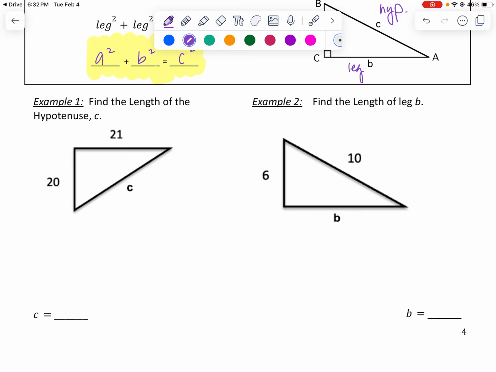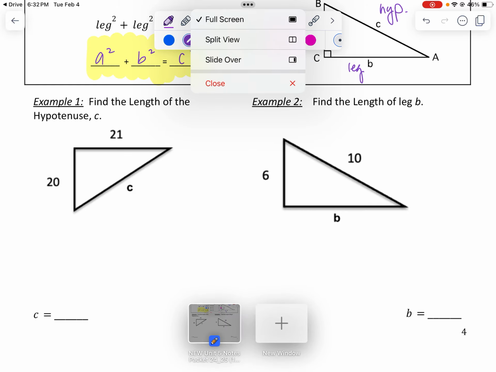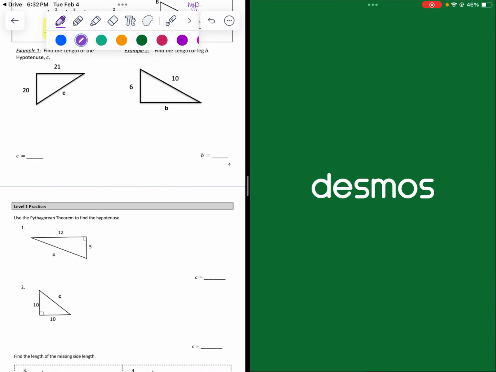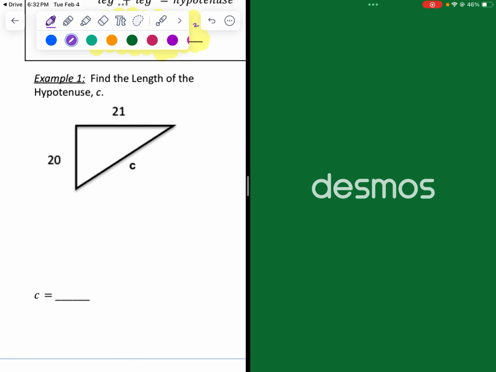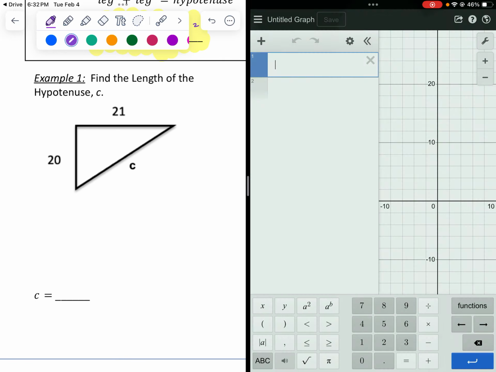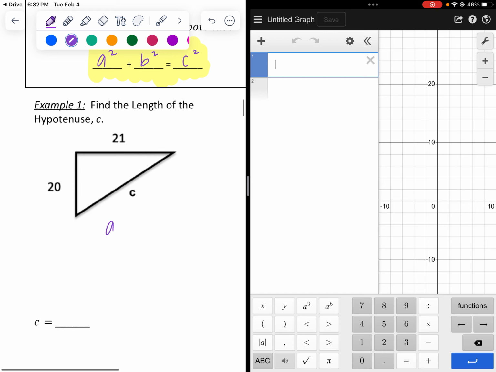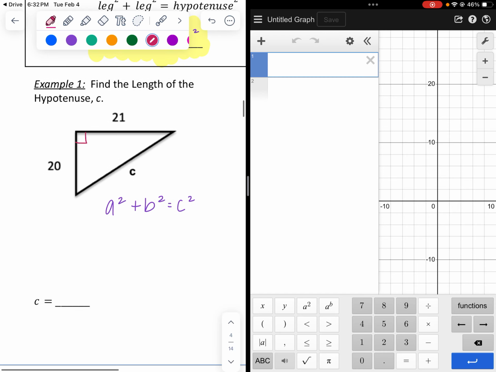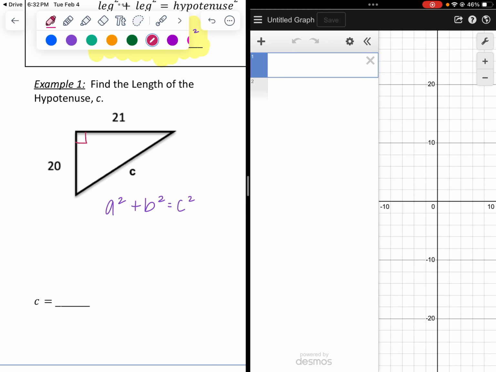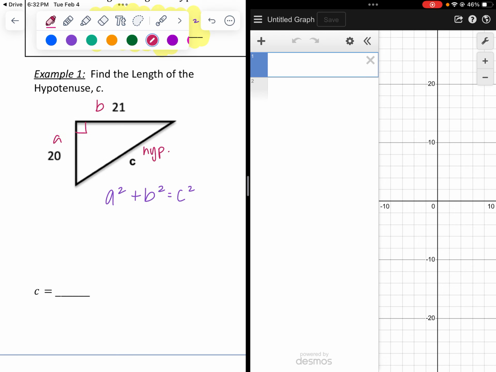I'm actually going to split screen my iPad so that I can use my Desmos. Okay, so I'm going to copy down this equation. I have A squared plus B squared is equal to C squared. If I'm looking at my triangle, here's my right angle. I know that across from it is little c, so this is my hypotenuse. And then I have leg A and leg B. So I'm literally going to plug in these guys.